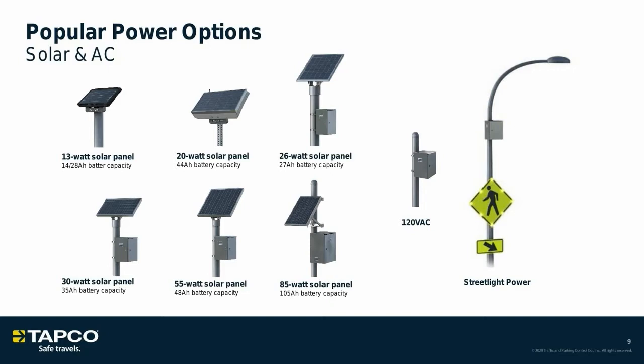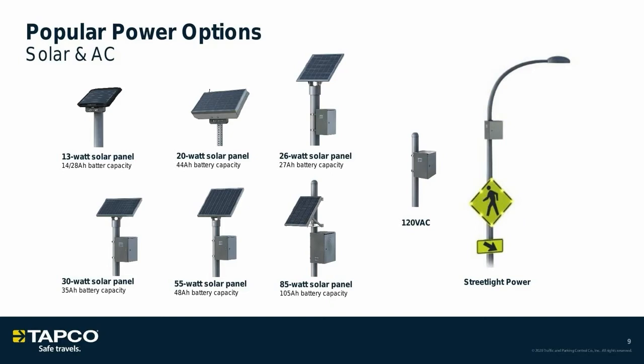Here in the Southeast, the most popular system that we typically see for any PET activated system is going to be that 20-watt. If you can see my cursor, I'm circling it. It's a 20-watt, 44 amp hour system that is going to give you anywhere between 7 to 14 days of autonomy. That is 7 to 14 days without any sunlight at all. That system will continue to operate as it should.